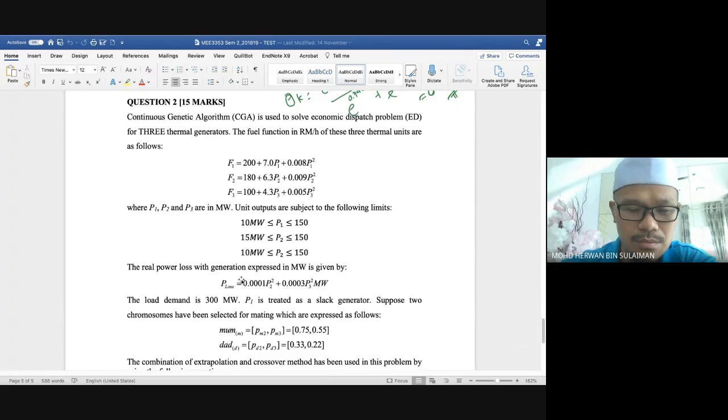So continuous genetic algorithm is used to solve the economic dispatch problem for 3 thermal generators. You have 3 generators. This is the fuel function in terms of ringgit Malaysia per hour of these 3 thermal units as follows. So this one is your alpha, beta, gamma, right? A, B, C. Don't be confused, because here A, B, C is square, right?